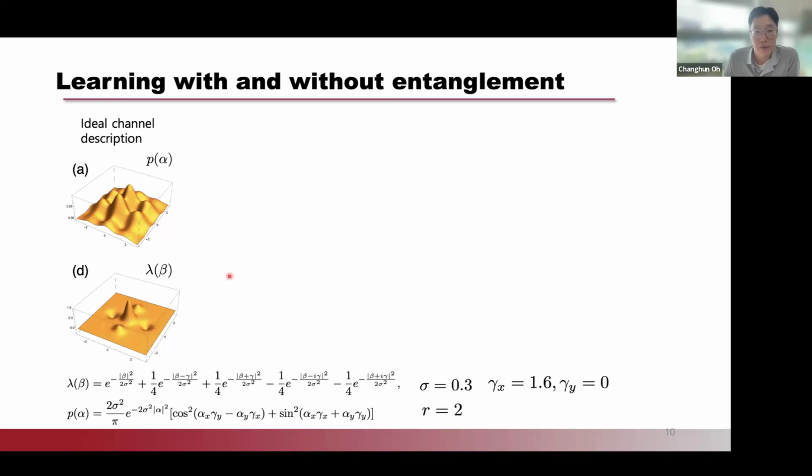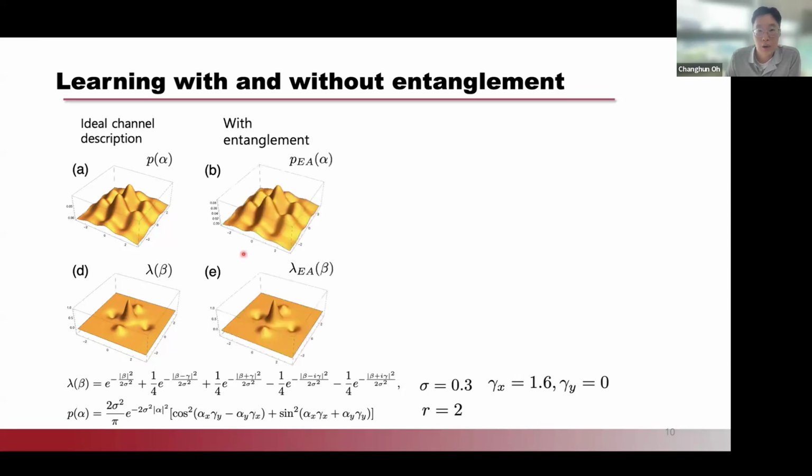And if we perform the entanglement-assisted scheme to learn this channel, then what we can show is that the output probability of this entanglement-assisted scheme is almost identical to the probability distribution of the channel. And also, if we take the inverse Fourier transformation of the output probability to get its characteristic function, then this is also almost identical to the channel's characteristic function. So that means that we don't lose any information for this scheme.